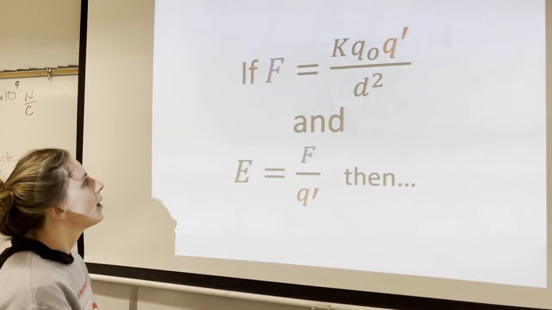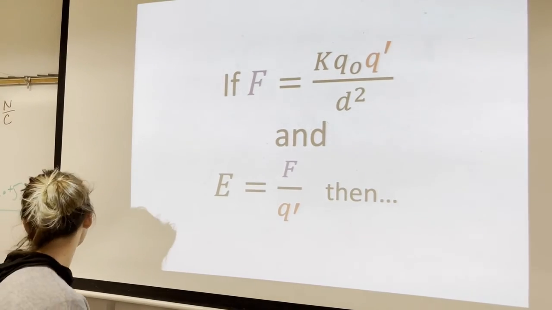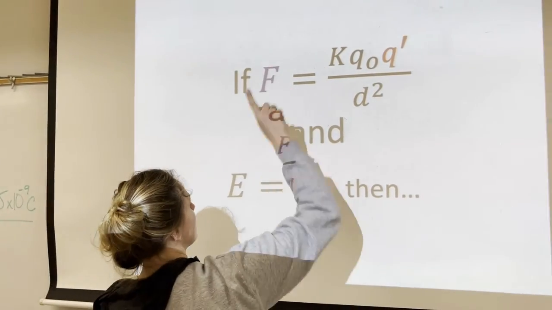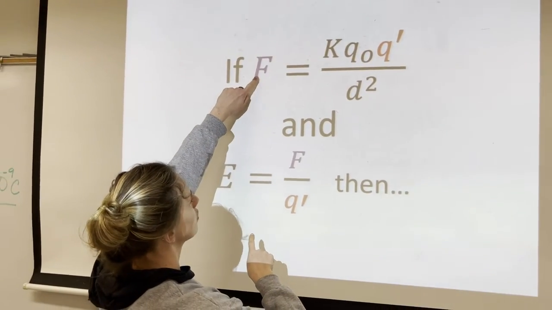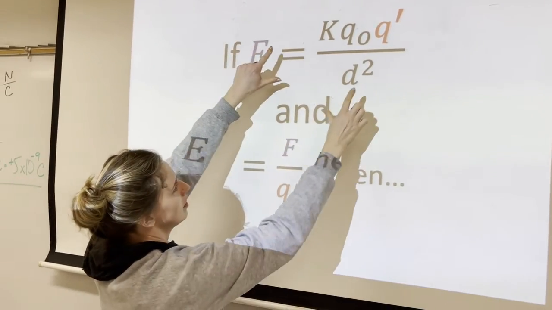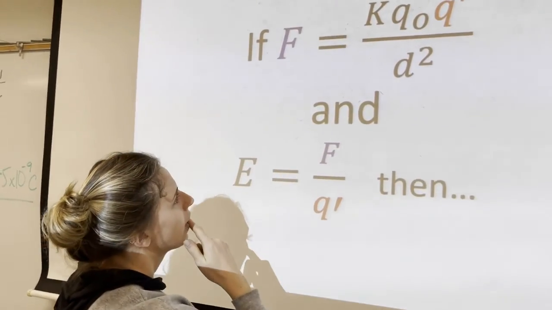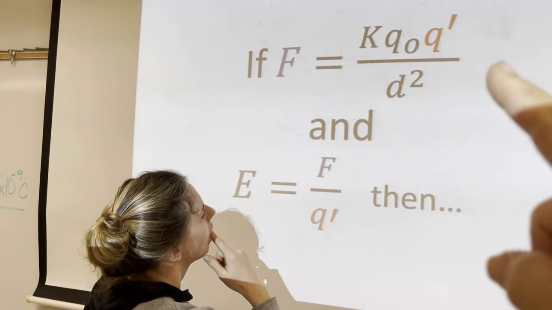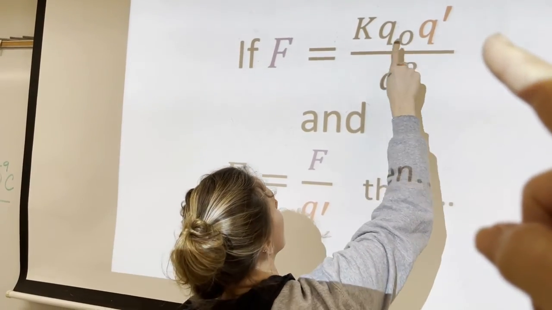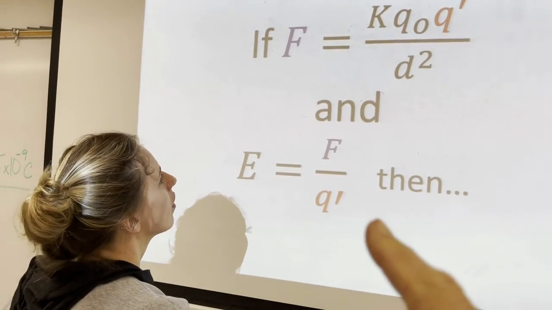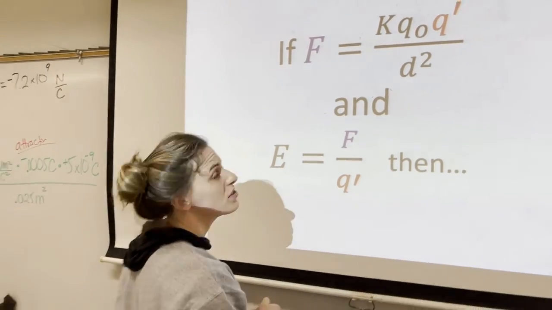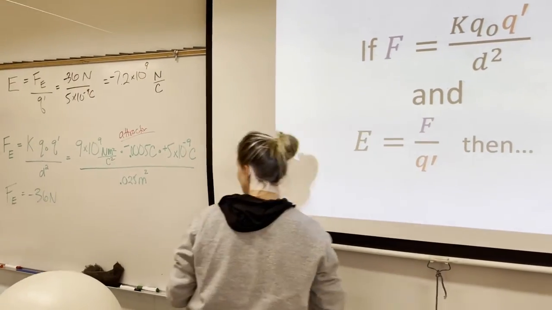So let's check this out. If the electric force is this, let's go ahead and put this here. Well, I notice here you've got the red test charge on the top that you're multiplying, and then you've got the red test charge on the bottom that you're dividing. What does that mean? That means they're going to cancel out. Let's go ahead and show them.